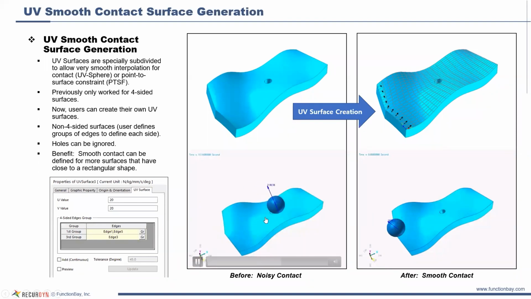So this is the before UV surface creation. You can see that there's a contact force arrow, and as the ball rolls across the surface, the contact force arrow is a little bit noisy just because there's some tessellation of the contact surface going on behind the scenes. But after we create the UV surface, we can see that the contact force is much smoother because there's the interpolation going on to create that smooth surface underneath.